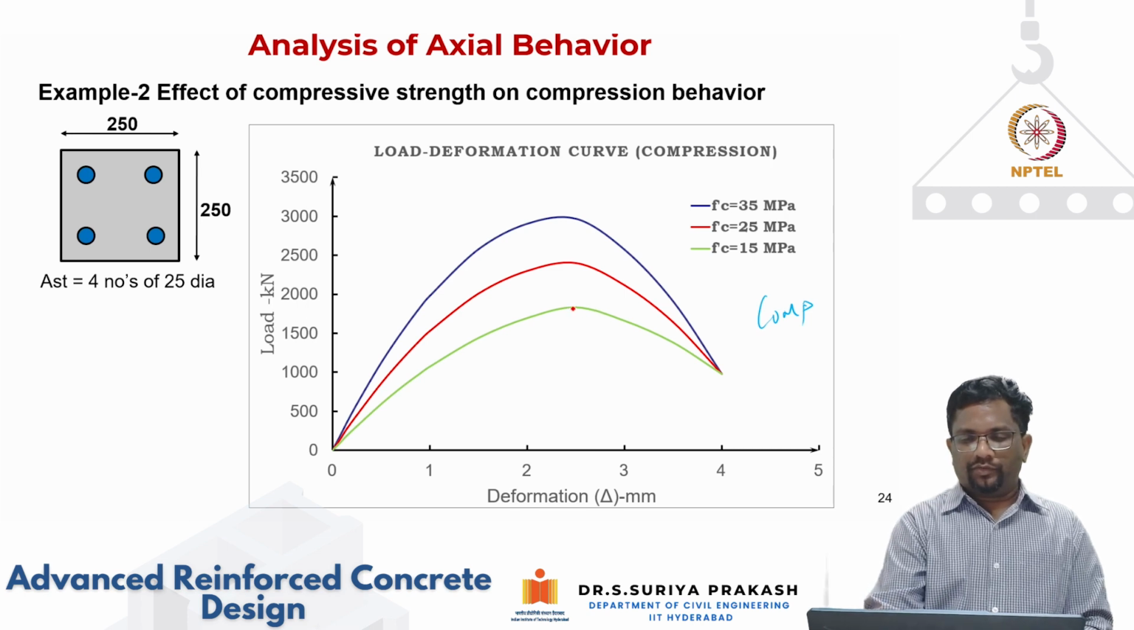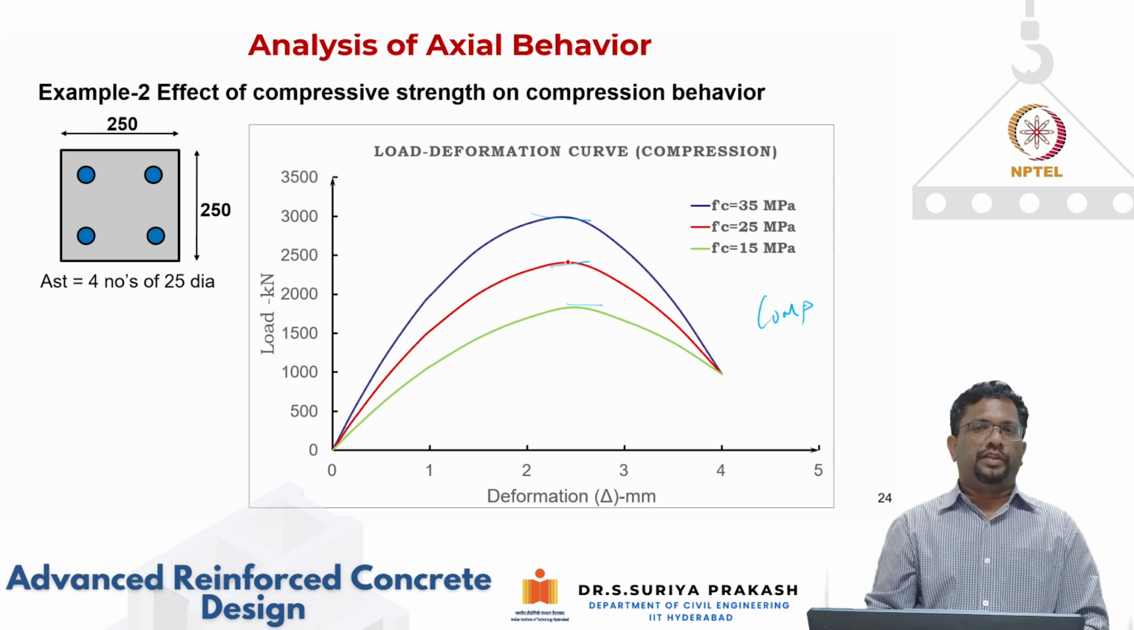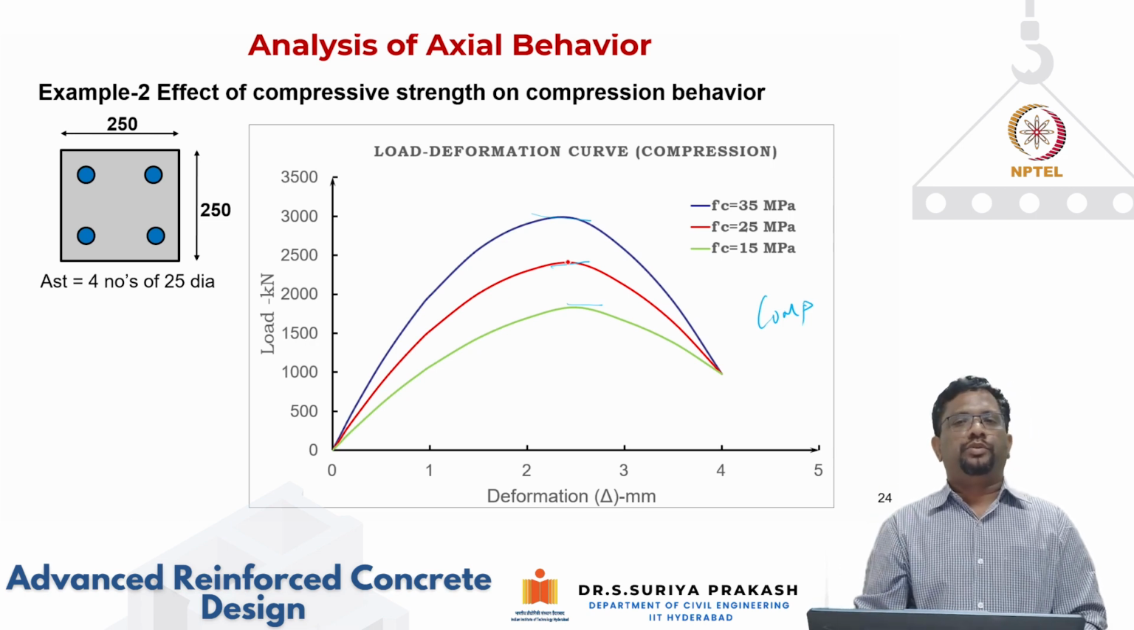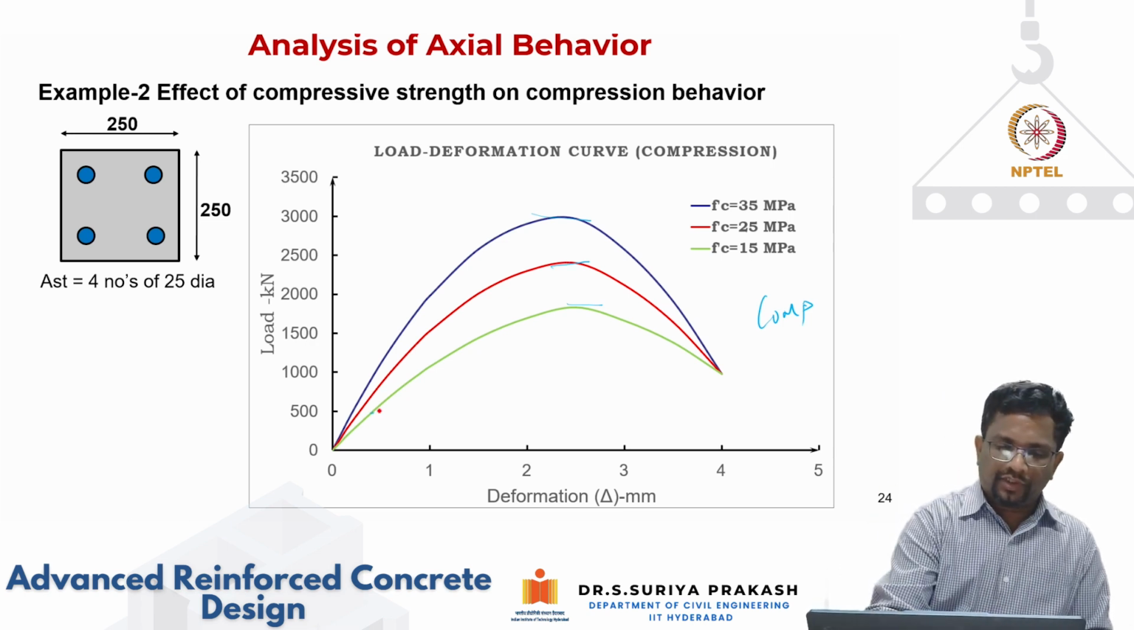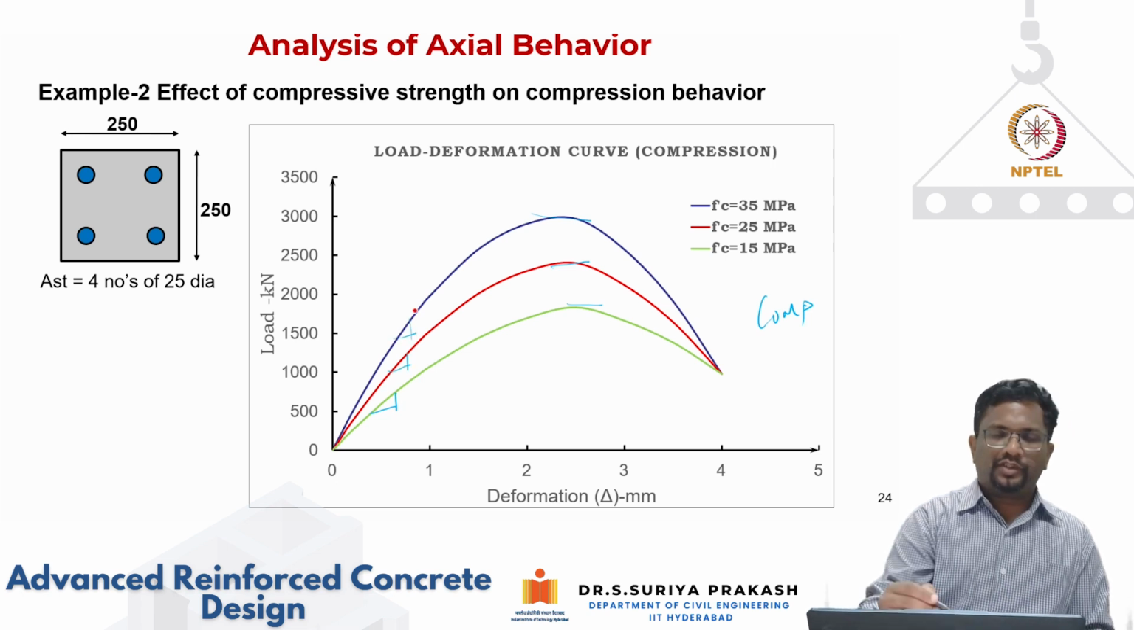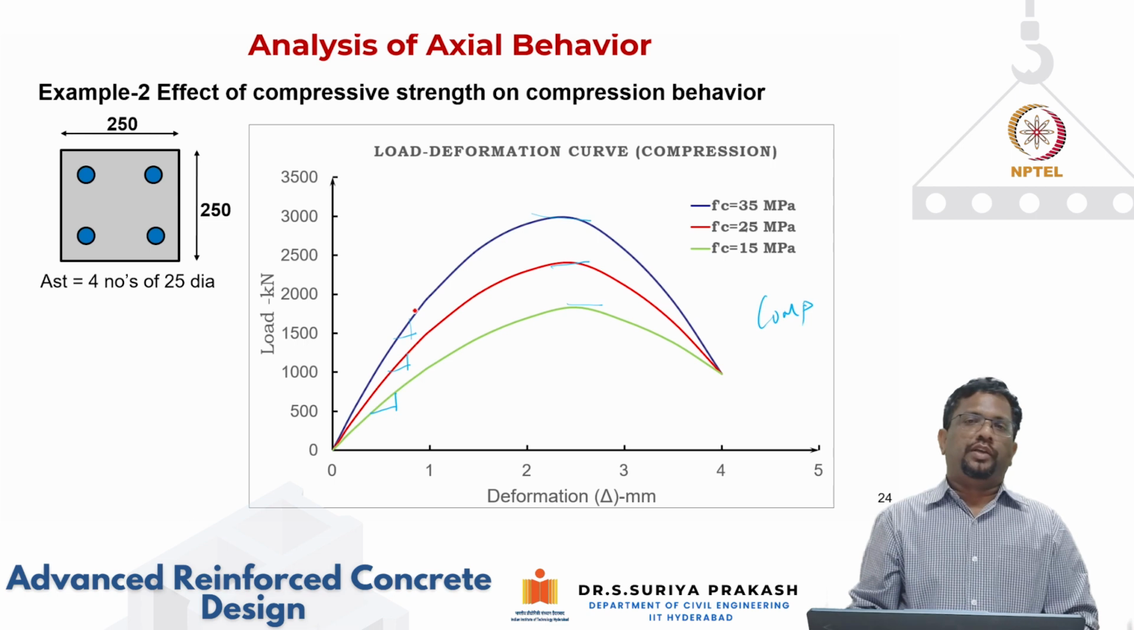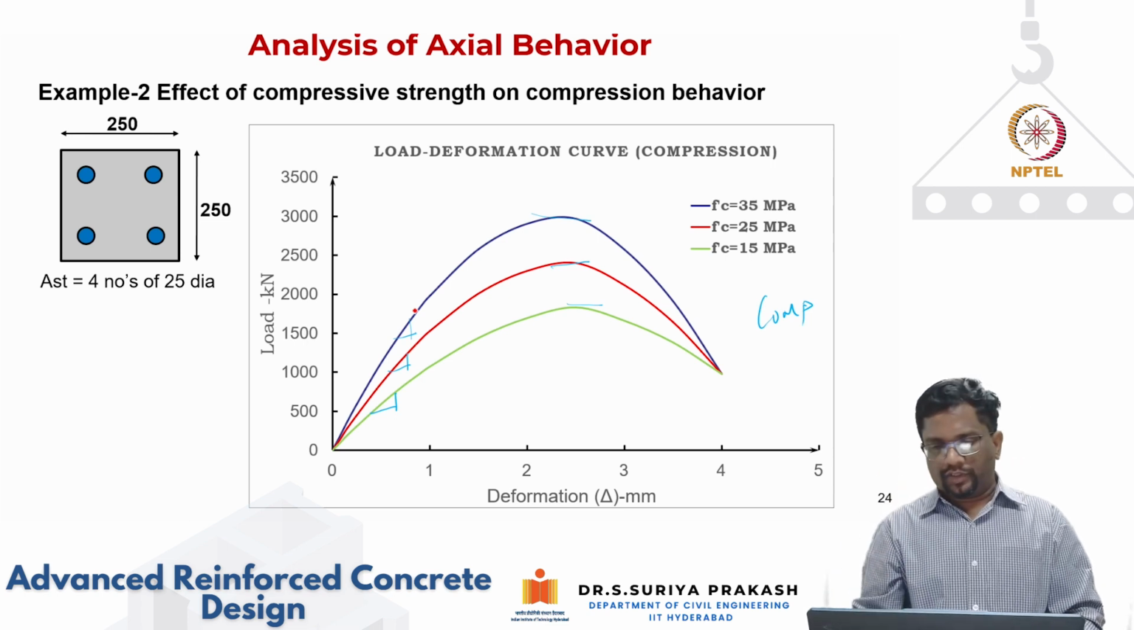Okay, so you can see here with the increase in your grade of concrete. As you go from 15 to 25 to 35, you can clearly see here that the compression capacity is going up, and you can also see the slope. Okay, the slope is also increasing. That means the stiffness in compression is going to increase if you increase the strength of the concrete.